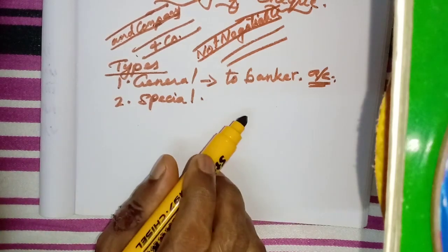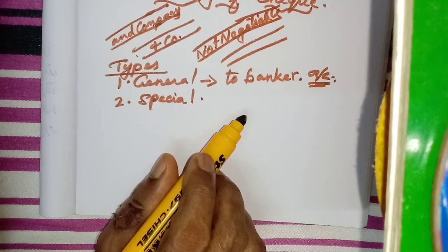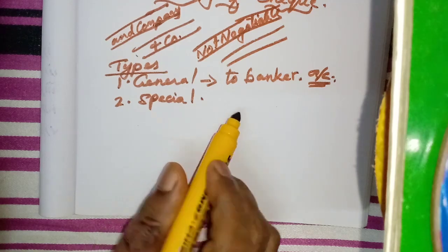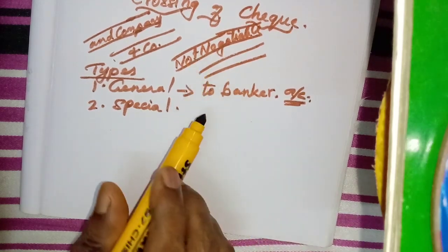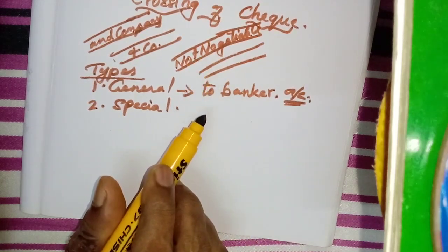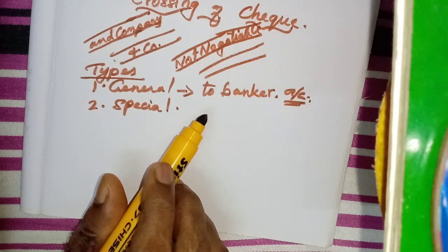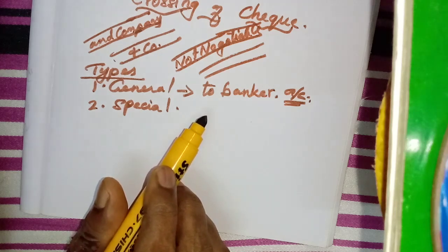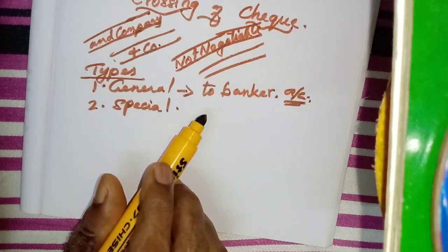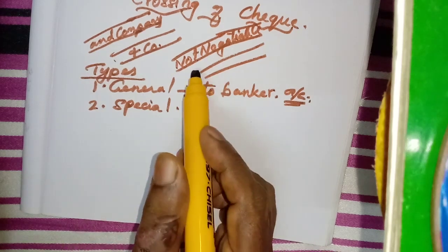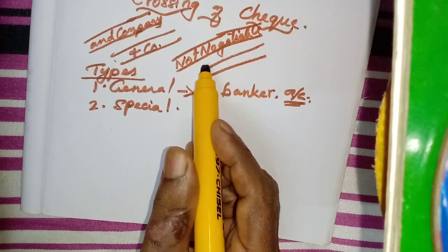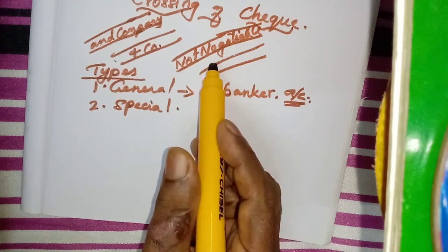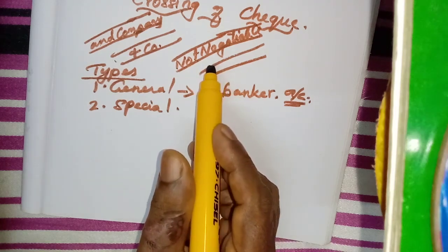The next one, what is special crossing? Here the words "not negotiable" are also given. By hearing these words, it doesn't mean that the check cannot be negotiated or transferred. We can transfer this one.